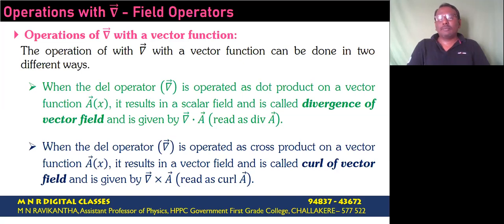So we have three field operators. When the del operator operates on a scalar function, it leads to a vector function that is called the gradient of the scalar field. When the del operator is operated as a dot product with a vector function, it leads to a scalar field, and it is called the divergence of the vector field. Similarly, when the del operator is taken as a cross product with a vector function a bar, it leads to a vector field, and it is called the curl of the vector field.